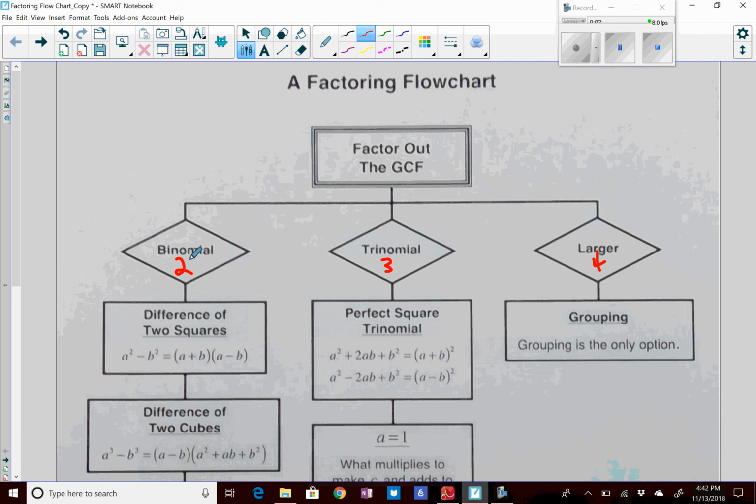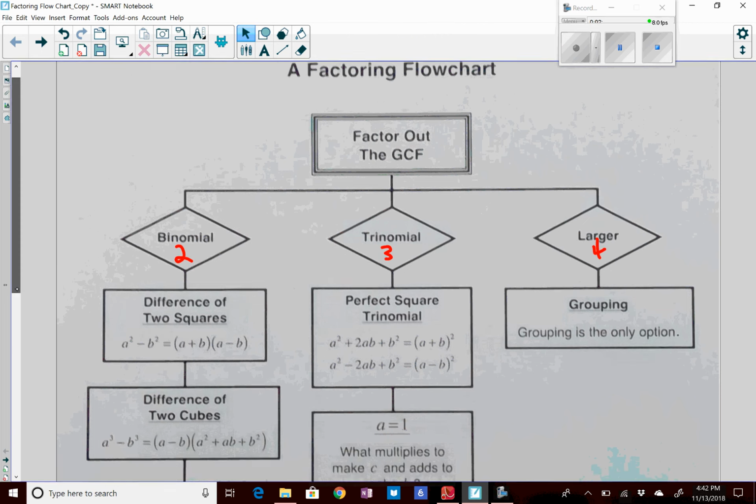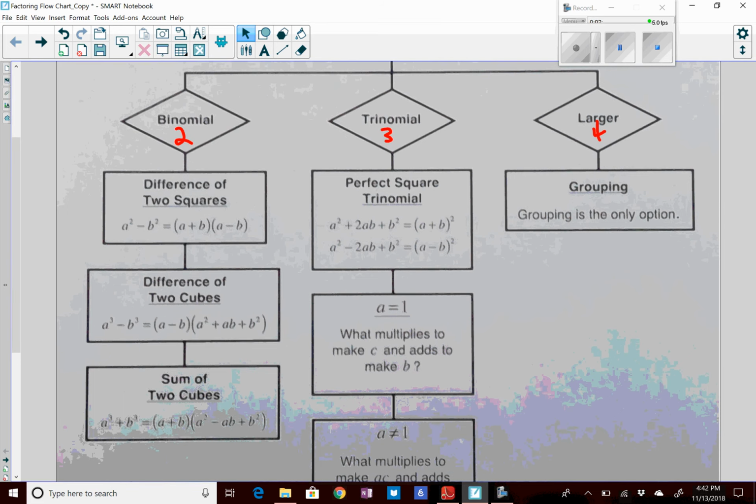So once you factor out the GCF, or realize there is no GCF to factor out, you'll see that you're left with one of these 3, binomial, trinomial, or something larger with 4 terms. And you'll proceed down the column that you see here with respect to what to do. So for example, if it's a binomial that you're left with, you want to check to see if that binomial represents the difference of 2 squares. If it does, then it shows you in the box the technique that you're going to use to factor it. And we'll go over some examples in a minute.